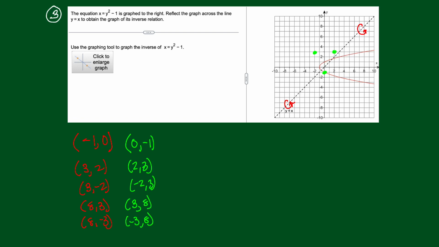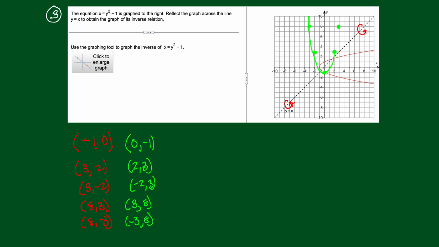Let's plot those. So over 3, up 8 puts me here. All right, let me plot that one. Over 3, up 8 is right here. And then to the left 3, up 8 is right here. Okay, I think I can see the curve here now, so let's plot that one. So as best we can, draw a smooth curve through these points.